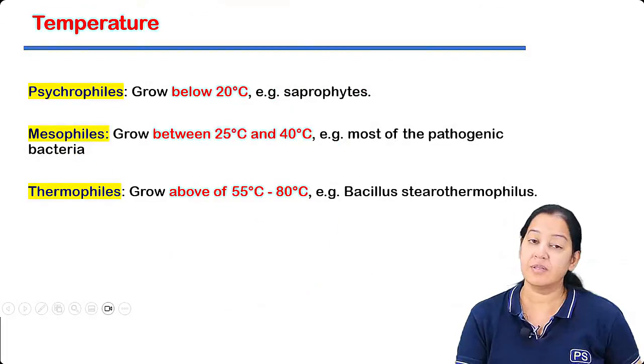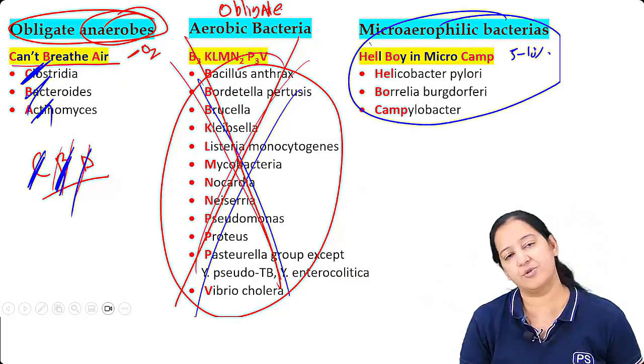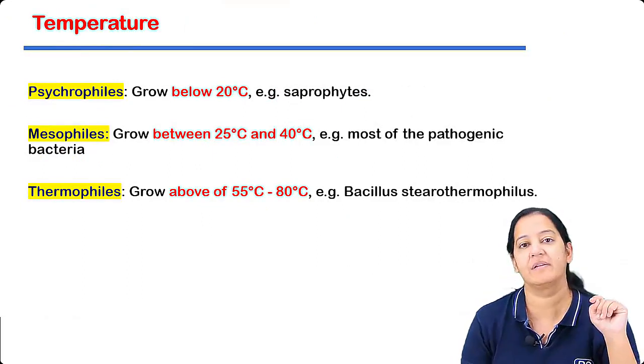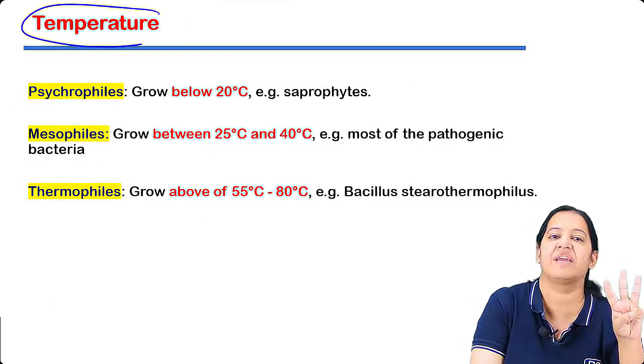Now this is based on the oxygen we divided the bacteria into these categories. What about temperature? Based on the temperature, how many types of bacteria are there? Based on the temperature, again we have three categories of bacteria.